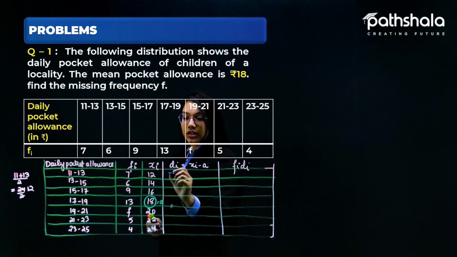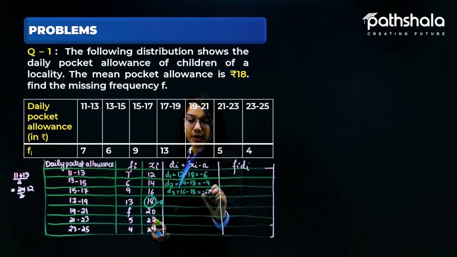So let's take D1. D1 would be equal to X1, which is 12 minus 18. So 12 minus 18 is equal to minus 6. Further, the second, D2, is equal to 14 minus 18, which is minus 4. Further, we have D3 as 16 minus 18, which is minus 2.